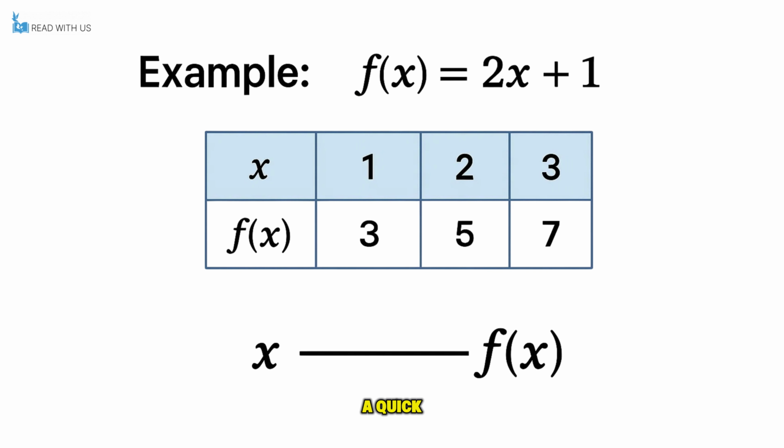Let's also look at a quick example with a table of values. If f of x is equal to 2x plus 1, then when x equals 1, f of 1 is equal to 3. When x equals 2, f of 2 is equal to 5. When x equals 3, f of 3 is equal to 7. This gives us a simple mapping between x and f of x.